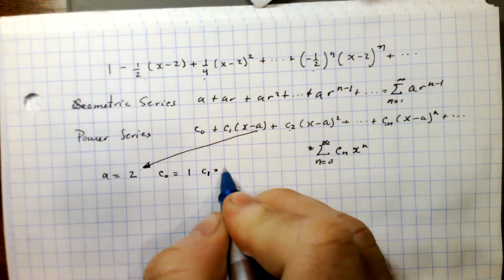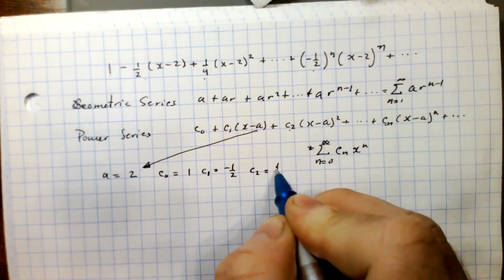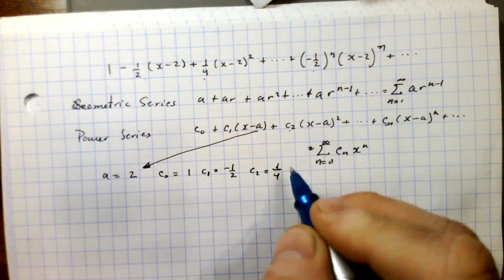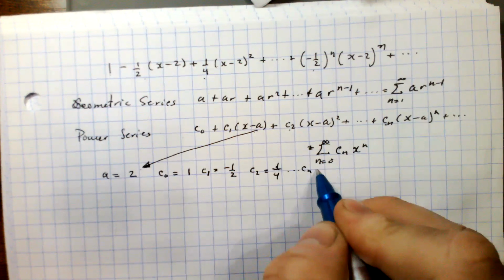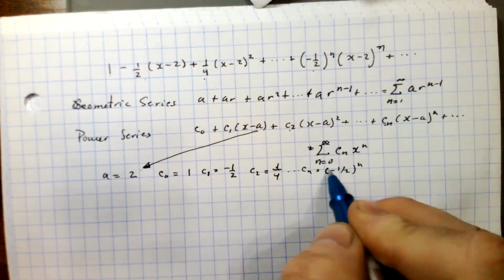C1 is equal to, looks like, negative 1/2. C2 is equal to 1/4. Notice the alternating signs. And this goes out to C to the n, which we saw is negative 1/2 to the nth power.